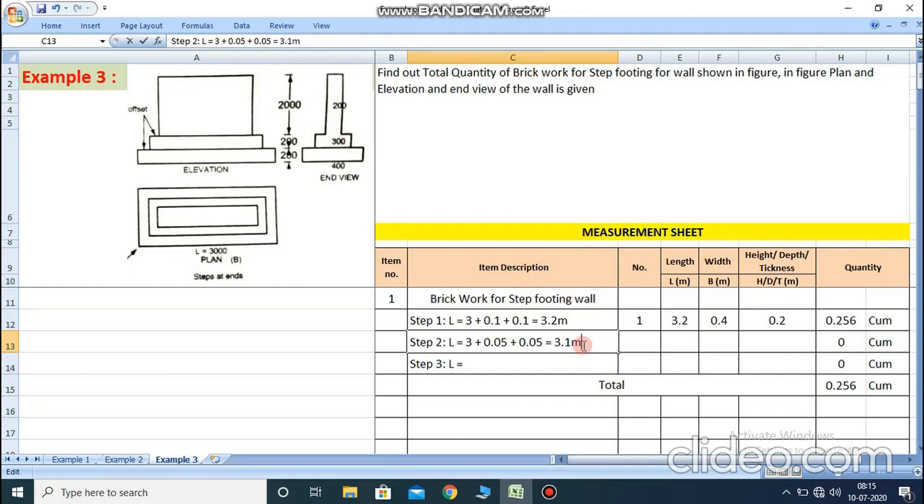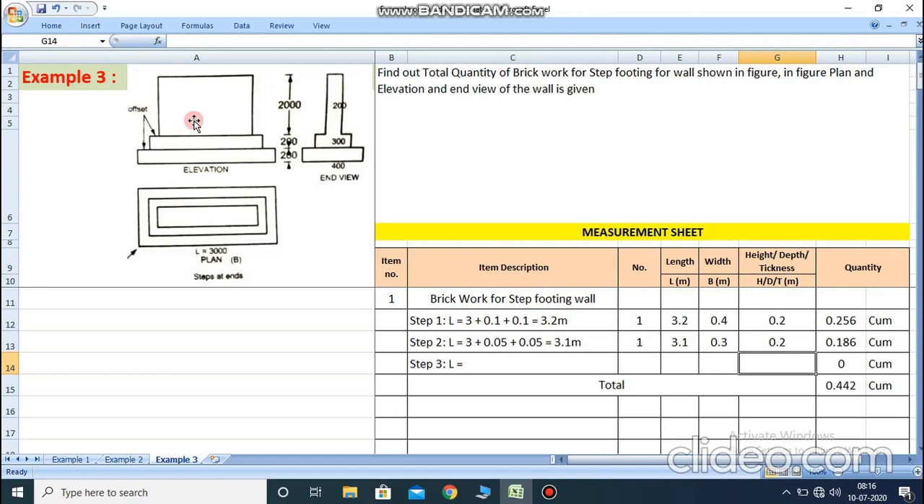So the total is 3.1 meter. Clear? Here the number is 1, as only a single wall is given. The length is 3.1 meter. The width is 300 mm, so we write it in meter as 0.3 meter. And the height given in the elevation is 200 mm, so we write 0.2 meter. So the total quantity of the second step is 0.186 cubic meter.